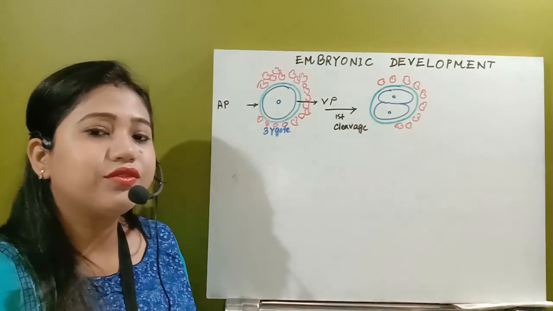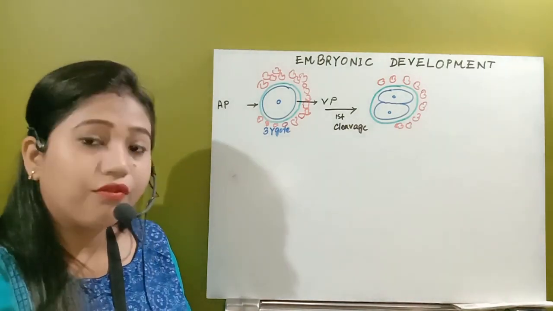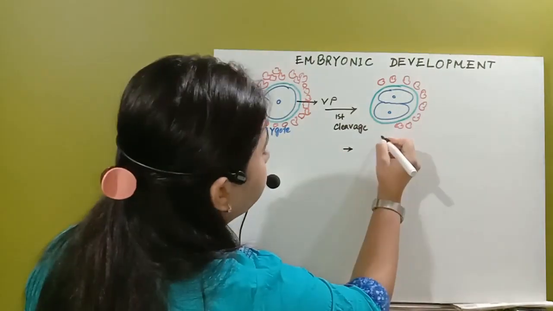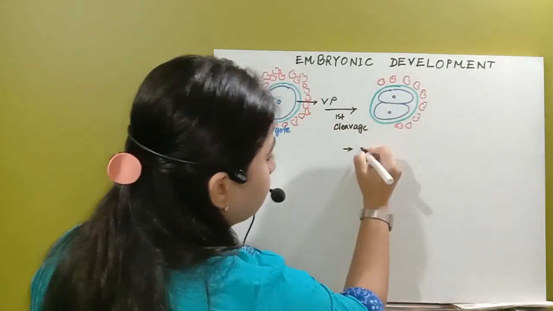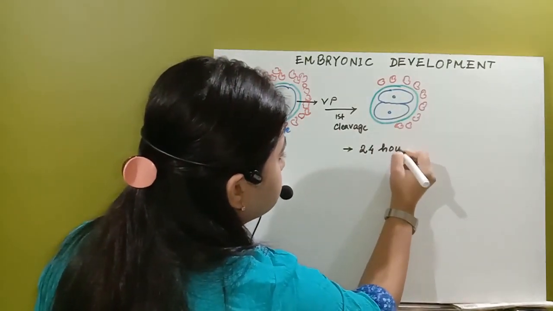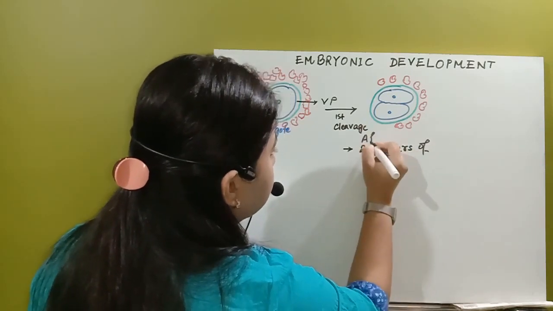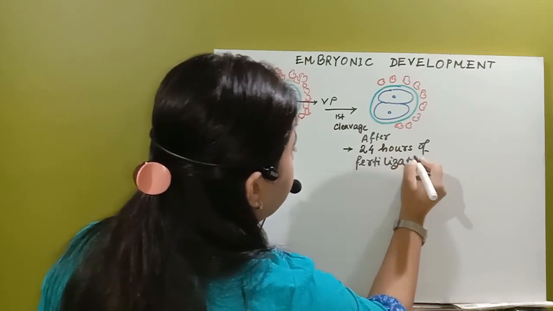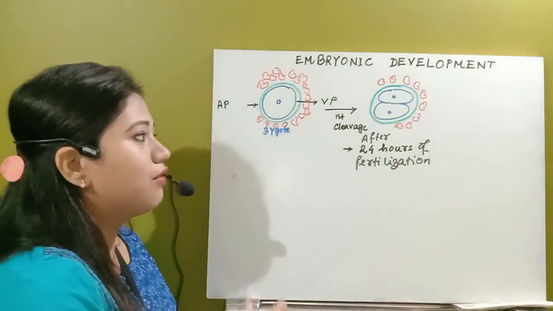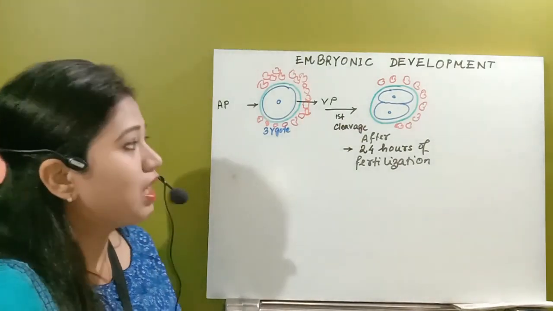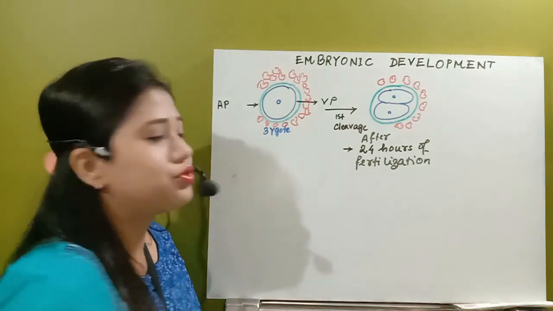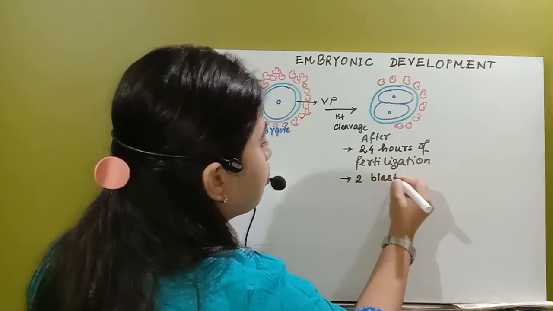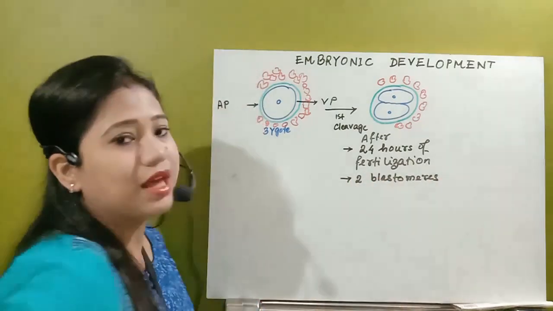So here we have to see what type of cleavage this is. First, the first cleavage occurs after 24 hours of fertilization. That cleavage will form two cells. Each of these cells will be known as a blastomere.